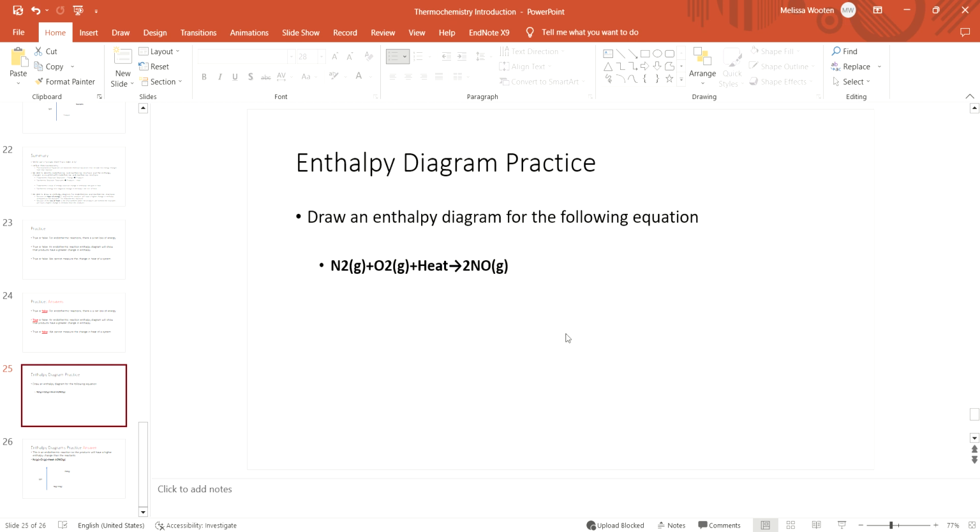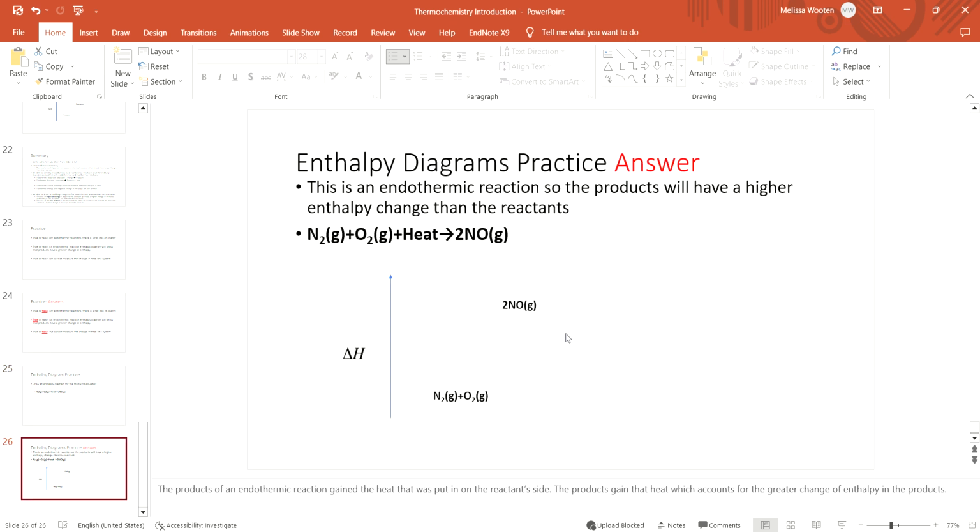So take a second and practice this problem. Draw an enthalpy diagram for the following reaction. You're going to have to decide whether it's endothermic or exothermic, and then you're going to have to draw your diagram accordingly. Right, this is an endothermic reaction because you have an input of heat. So the products will have a higher enthalpy change than reactants. So your products are going to be up here and your reactants are going to be down here.